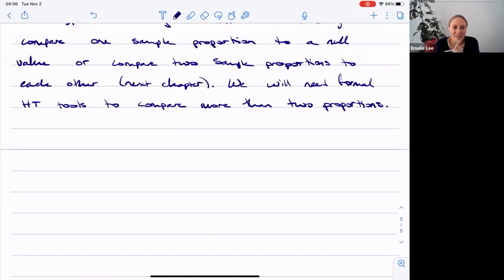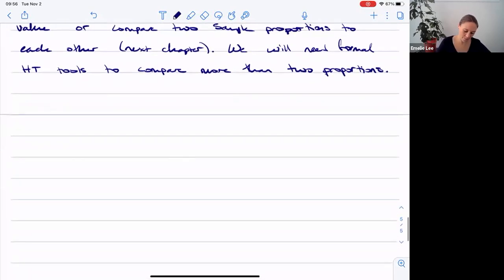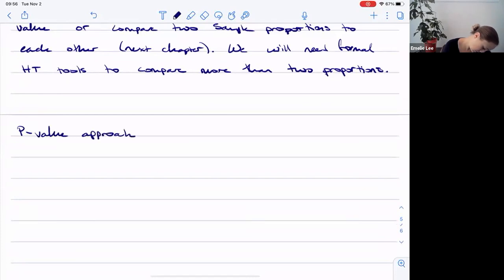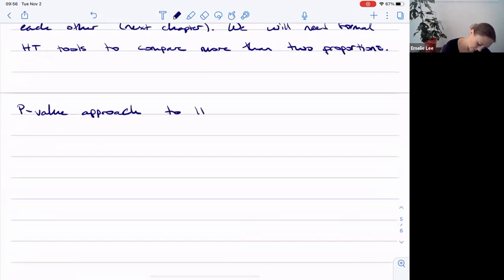Okay, we've talked about this p-value approach. Now let's get into it. So the p-value approach to hypothesis testing.